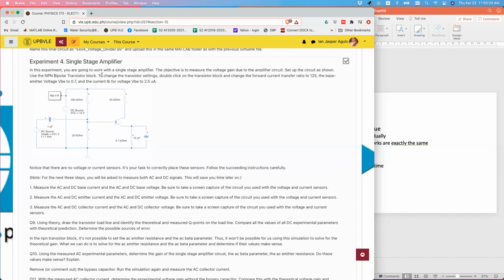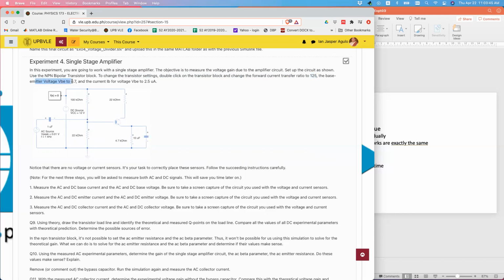When you use the transistor, change the forward current transfer ratio to 125. So this is the DC gain. Okay? The AC gain is different. Later you will see how to obtain the AC gain. So this is all you will change, the forward current transfer ratio, which is the DC gain.